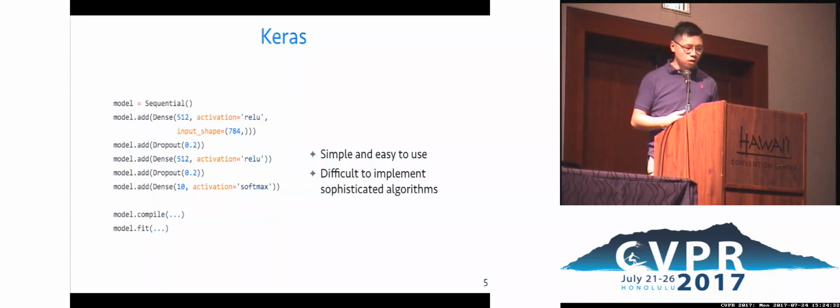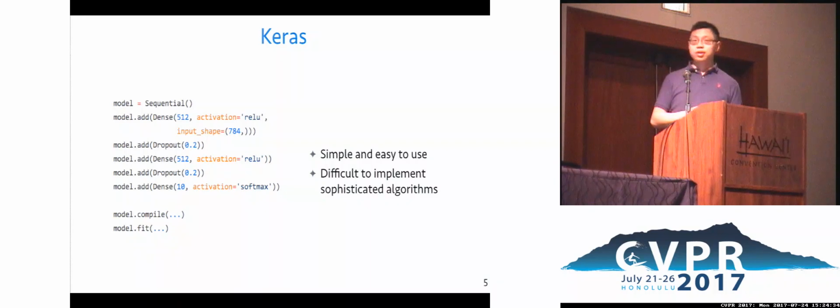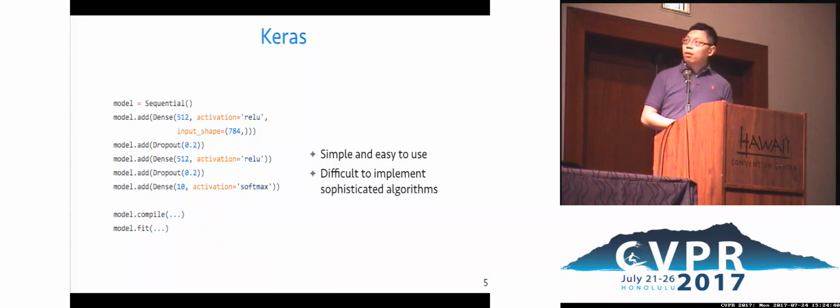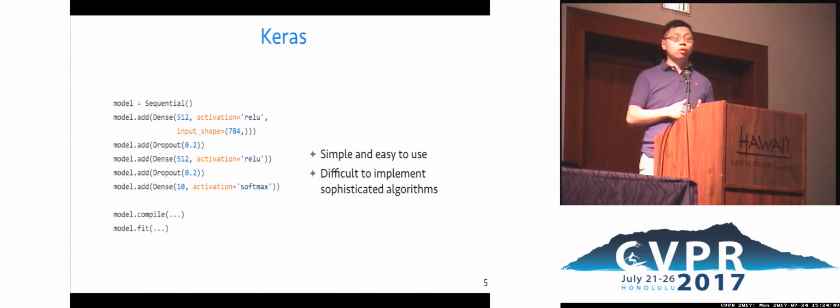I think a lot of data scientists are using Keras these days, especially in Kaggle competitions. A lot of people are using Keras. But the problem here is that the interface is very high level, which means it's pretty difficult if you want to implement new algorithms. For example, if your algorithm has for loops or if-else conditions in the network, it's very hard to implement.